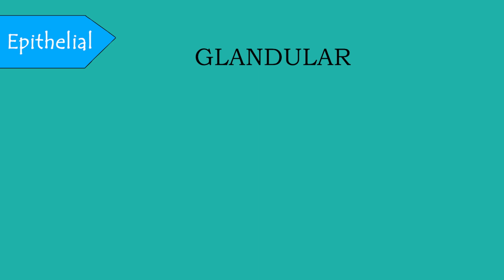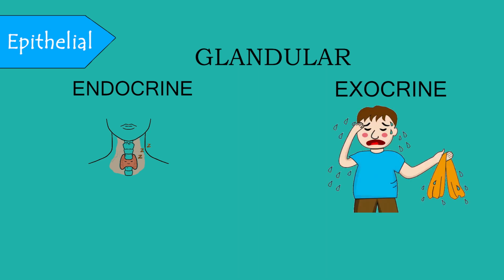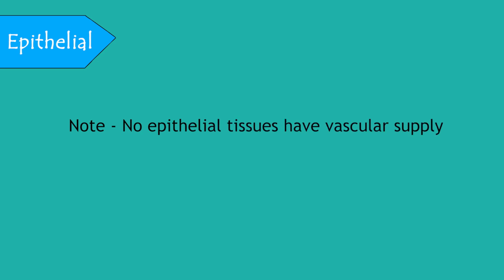The main function of these cells is to secrete, and these tissues are divided into two types: endocrine glands, which are the ductless glands like pituitary gland, thyroid gland, etc.; and exocrine glands, which are the duct glands like salivary gland, sweat glands, etc. Note: no epithelial tissues have vascular supply, and that's where connective tissue comes into play. We will discuss the connective tissues in the next video.